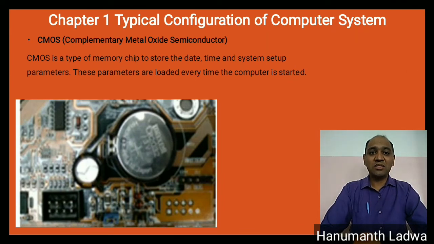So these parameters are loaded every time the computer is started. You might have seen, as soon as you turn on the computer system, it shows the latest time and the latest date, even though you have turned off the computer system the previous day. How is it possible even though the computer is not supplied with electricity or power? Just because it has one small cell, that is called a lithium ion cell, that keeps the date and time updated.